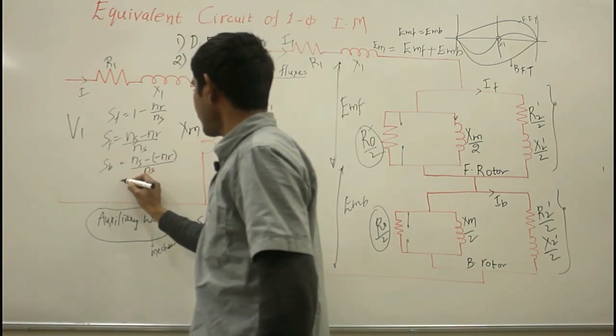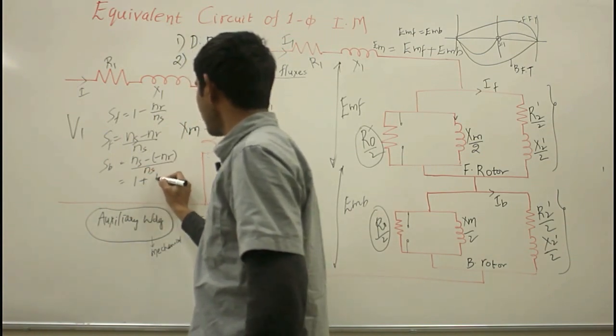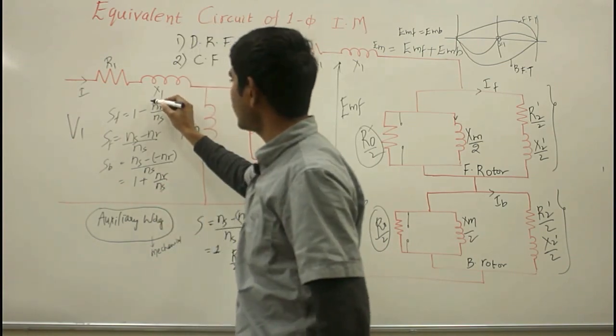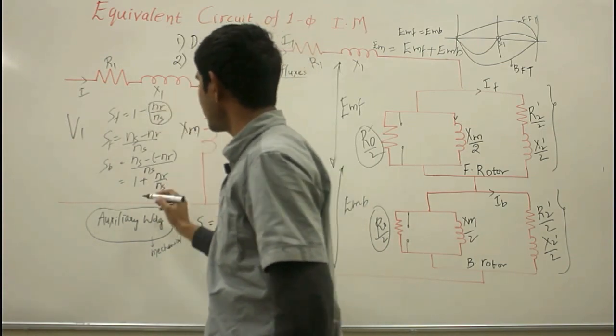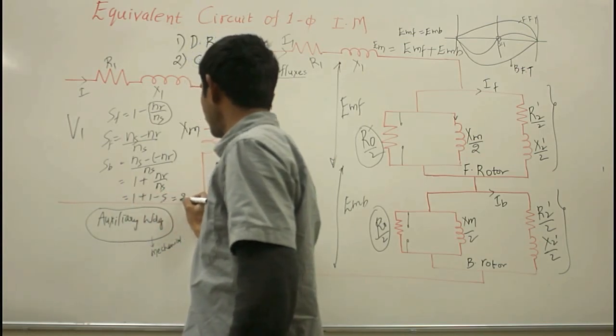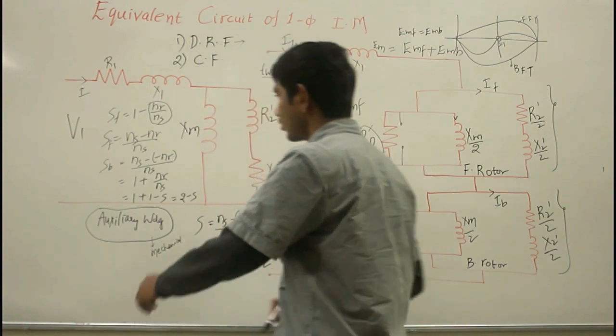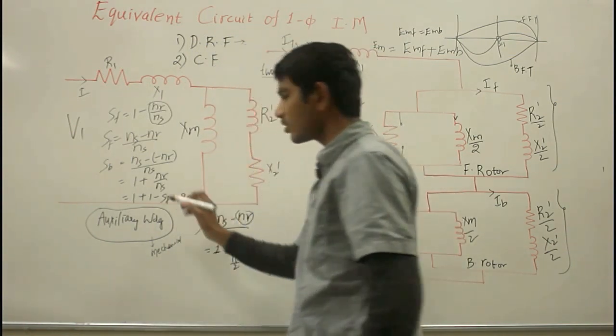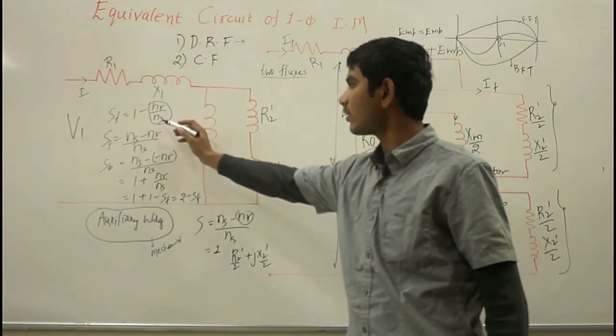Similarly here, 1 plus Nr upon Ns. So from here Nr upon Ns is given by 1 plus 1 minus S, that is equal to 2 minus S. So 2 minus SF. So this is your backward field flux and this is your forward field flux.